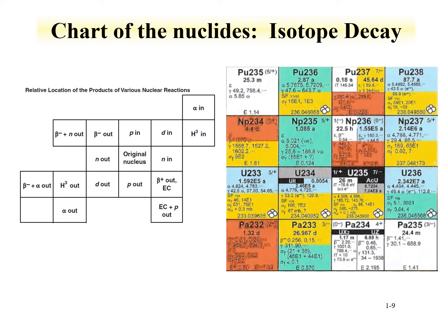If I have something such as protactinium-235, it decays by this beta minus, which is here, and it takes an extra neutron and converts it to a proton, so it moves up to uranium-235.